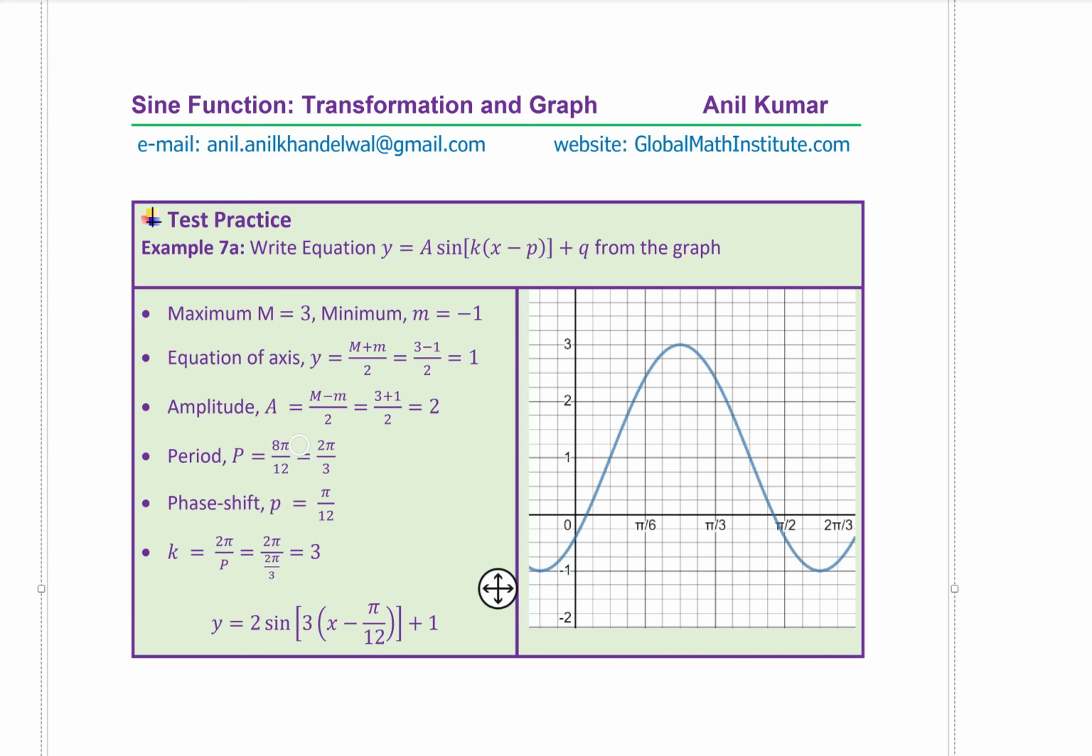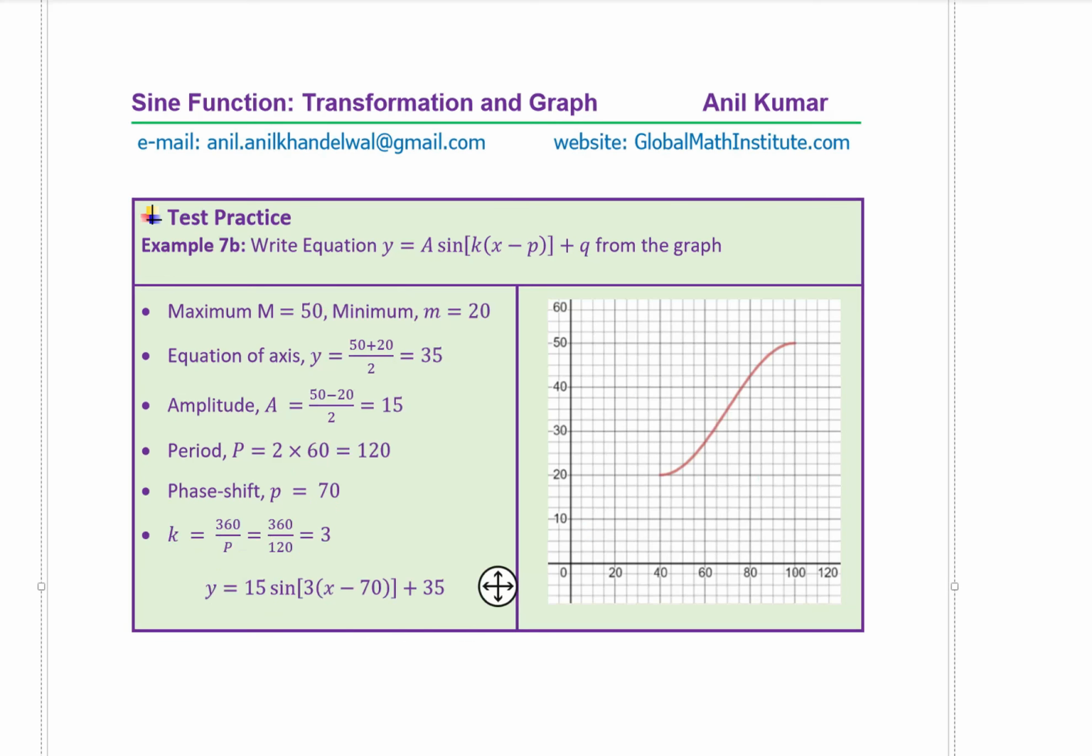Period, as we worked out, is 8 pi by 12, which is 2 pi by 3. The phase shift is this distance, which is pi by 12, and the value of k was 2 pi by p, which is 2 pi divided by 2 pi over 3, which gives you 3. And so you get your function, which is y equals 2 sine 3 x minus pi by 12, plus 1. Correct? So that is how you can write down the equation from the graph.